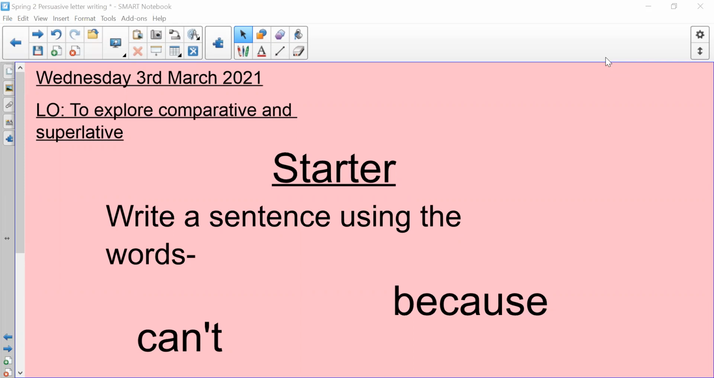So the date is Wednesday, the 3rd of March, 2021, and our learning objective today is to explore the comparative and superlative. We're going to get onto that in a moment, but before we start that, let's look at our starter.